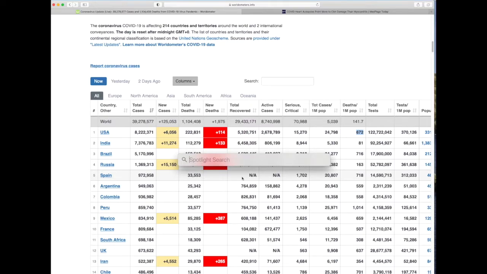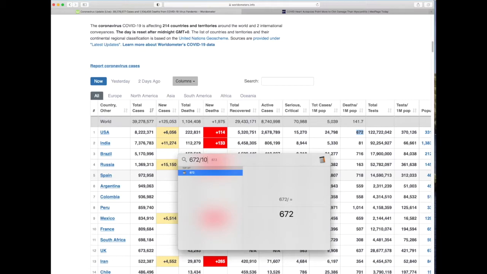So 672 out of 1 million people are dying. That's out of the population, not out of 1 million people that catch COVID. You understand? Do you understand the difference? 1 million. So let's multiply that times 100 because we went over the math.